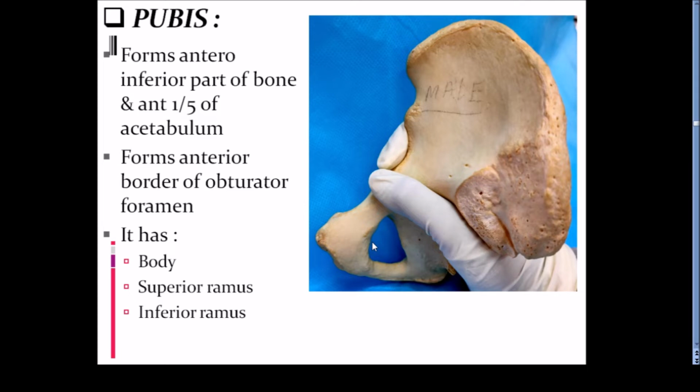The external features of the pubis bone: it has a body. This is the body of the pubis bone, placed anteriorly. This is the superior ramus of the pubis bone, which lies supero-laterally, and this is the inferior ramus of the pubis bone, which lies infero-laterally. We will discuss each feature and its attachments individually.